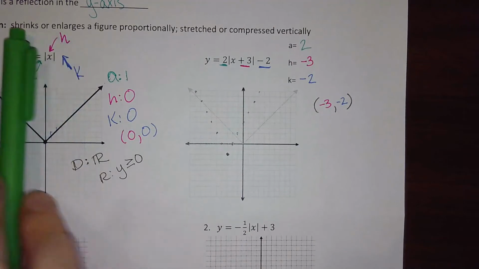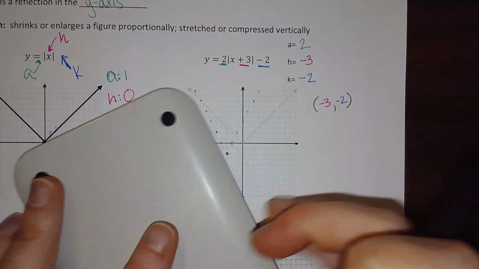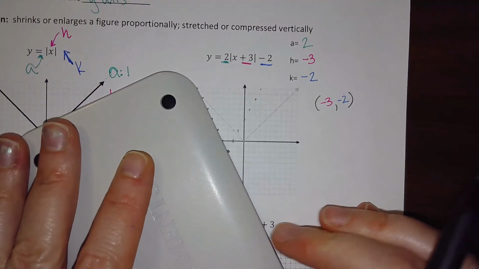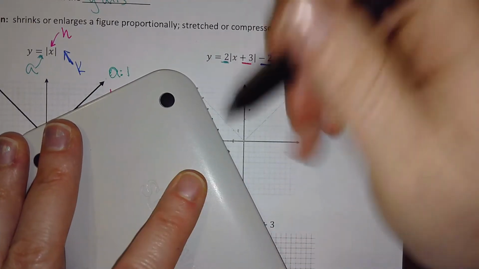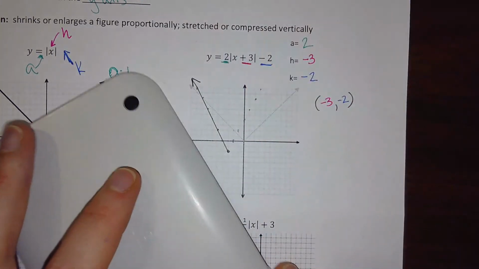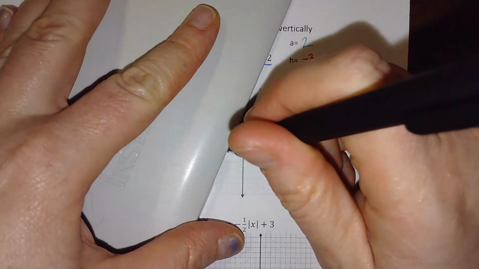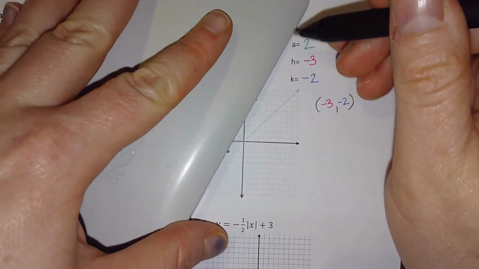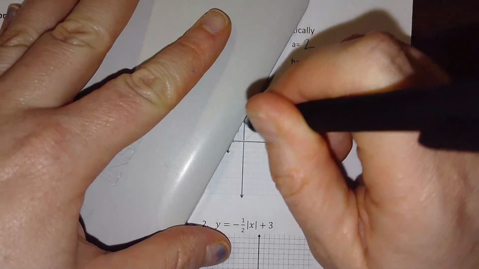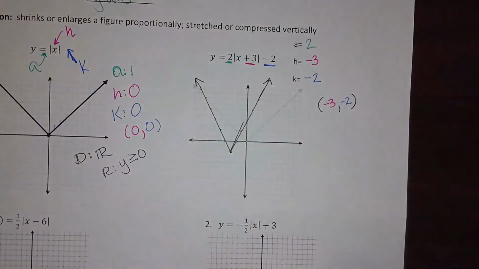Okay? So what I've done is I've taken this graph and I've shifted it to be a little bit taller and compressed. So I'm going to take my pen, draw a line, try not to get the curve of my calculator. And so that's my new graph.